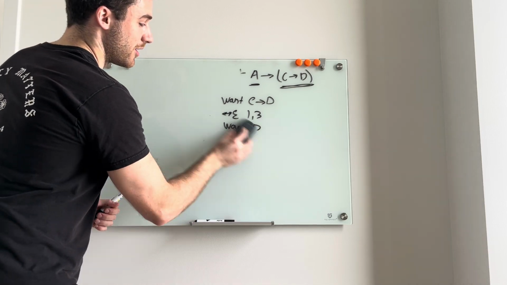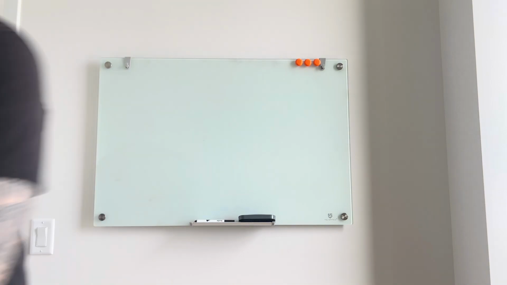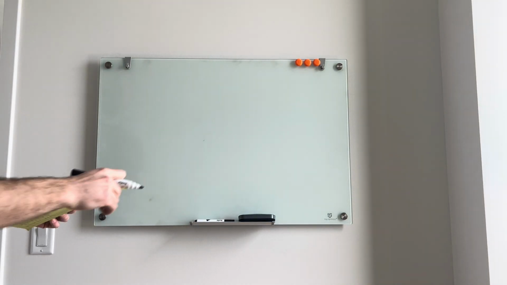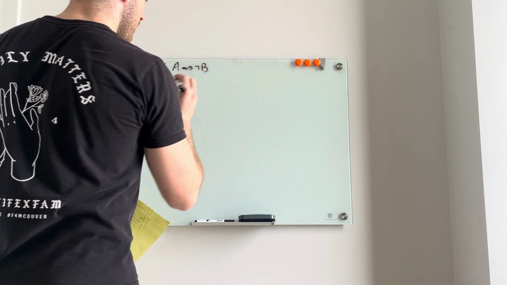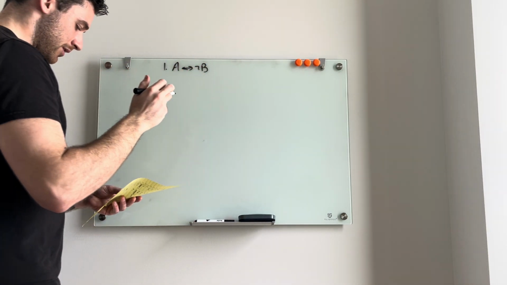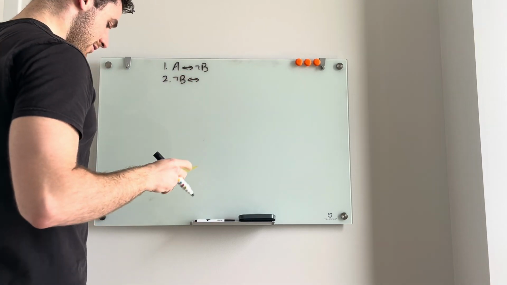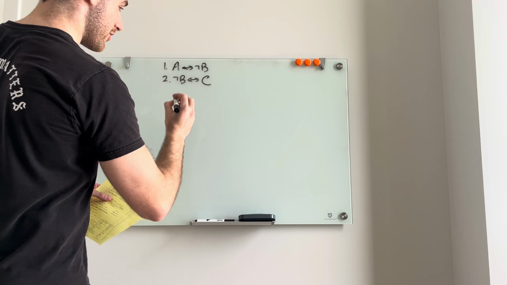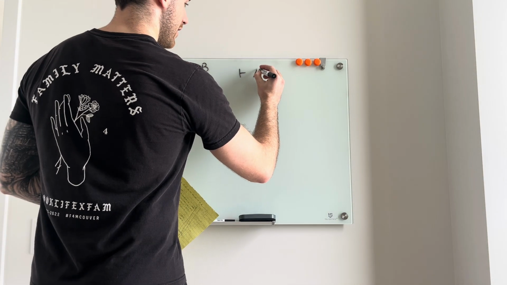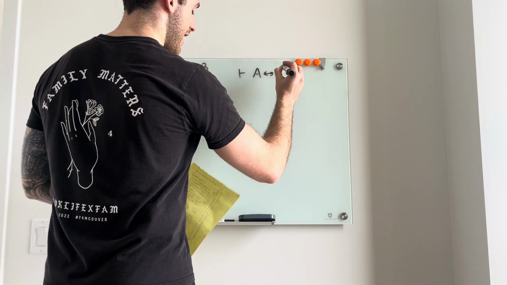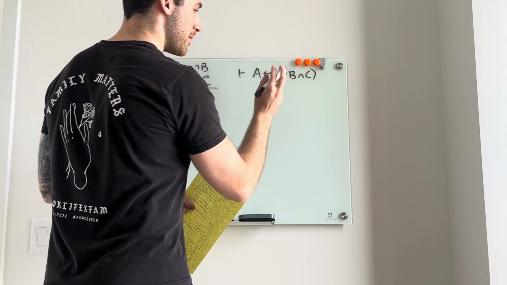Last one we're going to do to work on this is we're going to do this one right here. We're going to have A and not B imply each other, biconditional. And then we're going to have not B and C imply each other, it's another biconditional. And we're going to try to prove that A and not B and C imply each other.